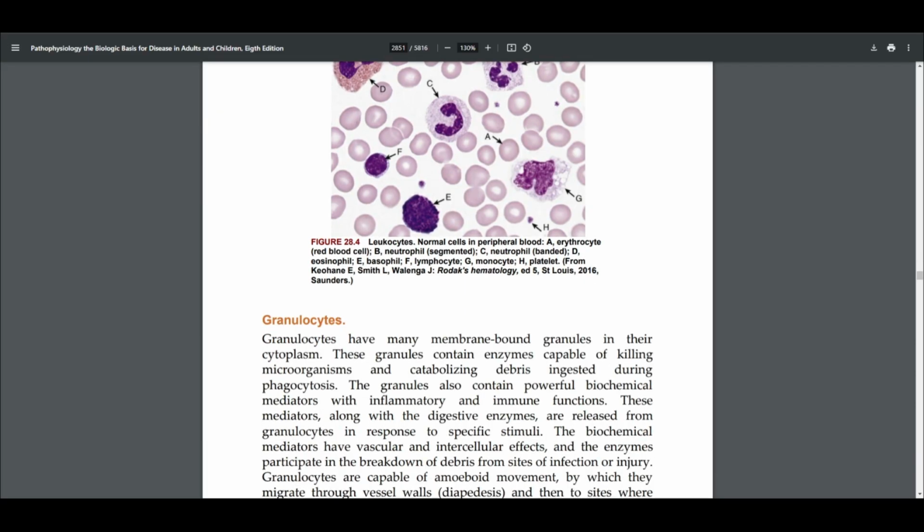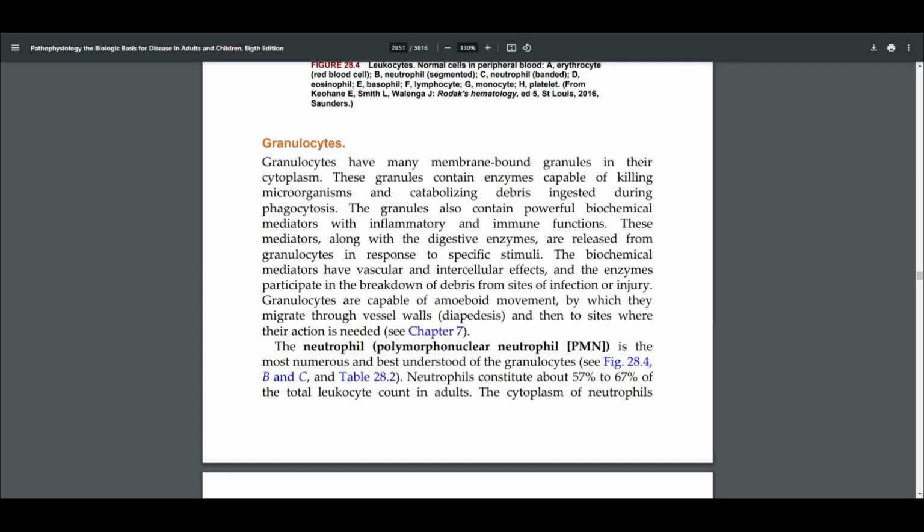That brings us to our granulocytes. Granulocytes have many membrane-bound granules in their cytoplasm. These granules contain enzymes capable of killing microorganisms and catabolizing debris ingested during phagocytosis. The granules also contain powerful biochemical mediators with inflammatory and immune functions. These mediators, along with digestive enzymes, are released from granulocytes in response to specific stimuli.